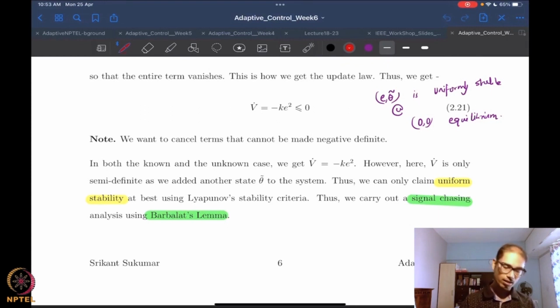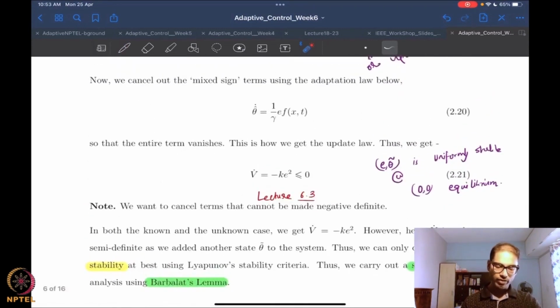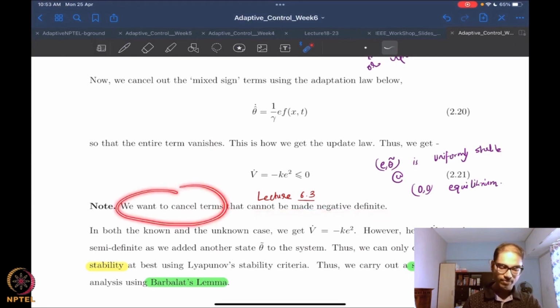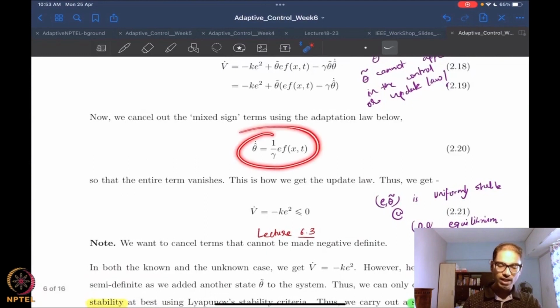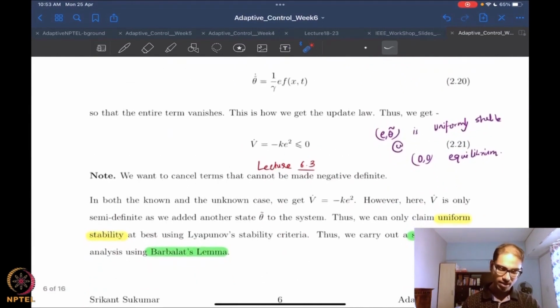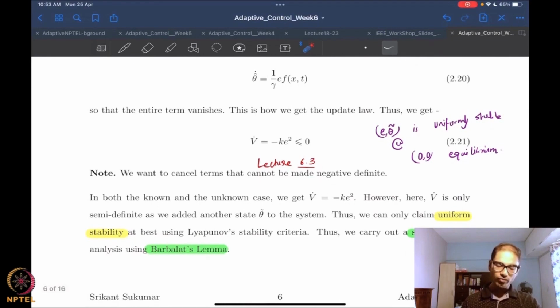All right, so how do we do that? That's what we see in today's lecture. Let me mark it, it's lecture 6.3. The first thing to remember is that with mixed terms, that is, the terms that cannot be made negative definite, we try to cancel them, and that's what we did when we chose our adaptation law. As simple as that. Now, since we only get uniform stability, we carry out the signal chasing and Barbalat's lemma analysis.